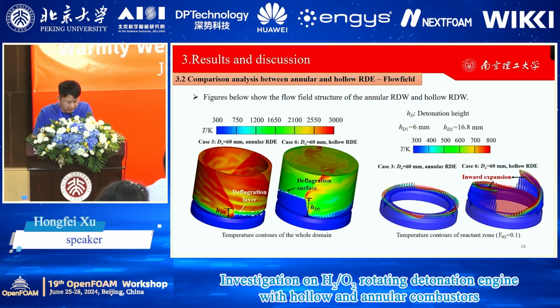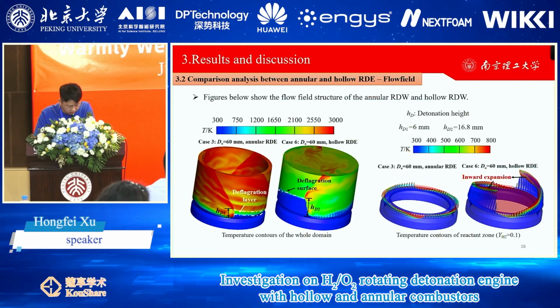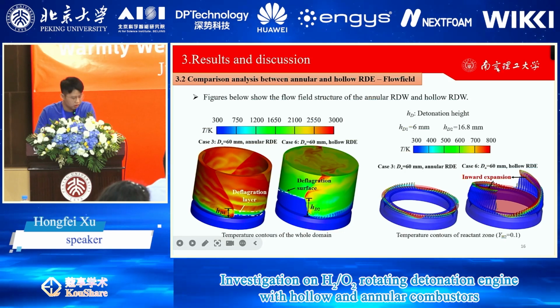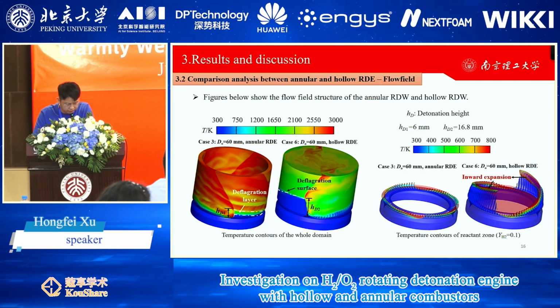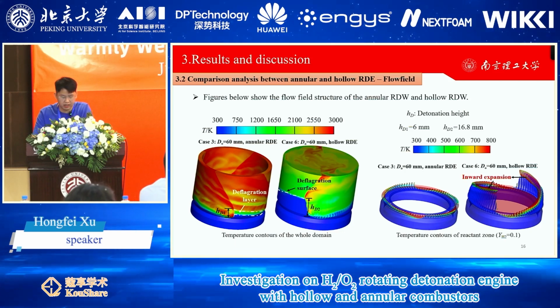It is noticed that the reactant in the annular RDE forms a thick and low-speed diffraction layer. For the hollow RDE, the higher the fresh gas filling height, the more pronounced the expansion of hydrogen towards the combustor.